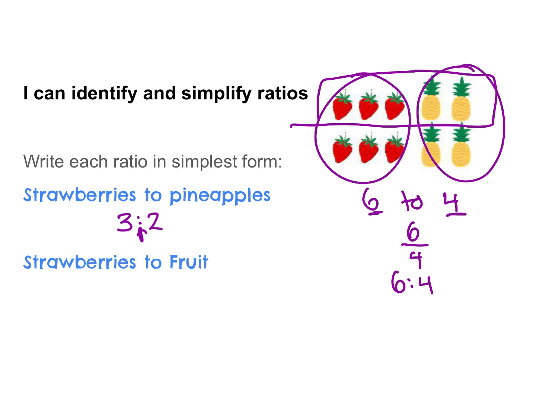Remember, order matters. It's very important that I put the number of strawberries first and the number of pineapples second, because that's the only way that we know which one's which, is that we follow the same order the problem gave us. The next one says strawberries to fruit. Even though there's only 2 fruits here, it means all of them. So strawberries, that's 6, and fruit, if I'm counting, would be 10, because I'm counting all the fruit I see. Now again, that's not in simplest form. I can divide both of them by 2, so I get 3 to 5.